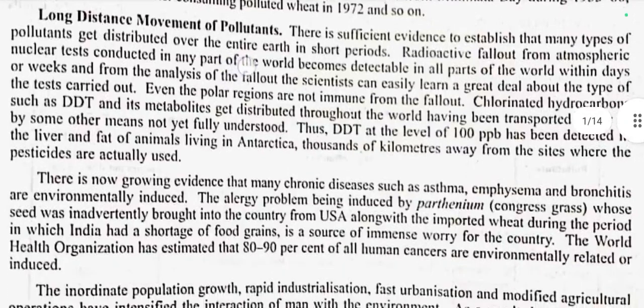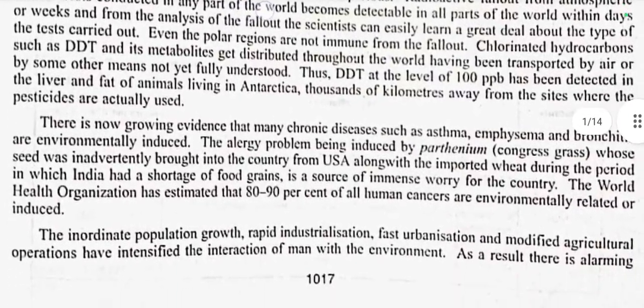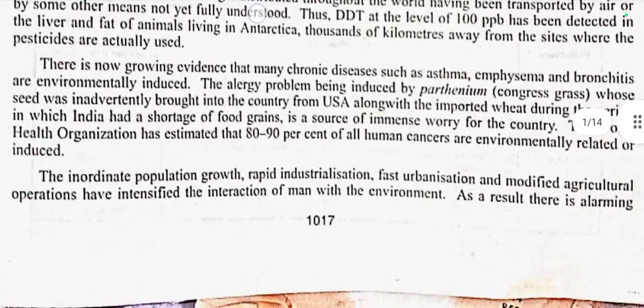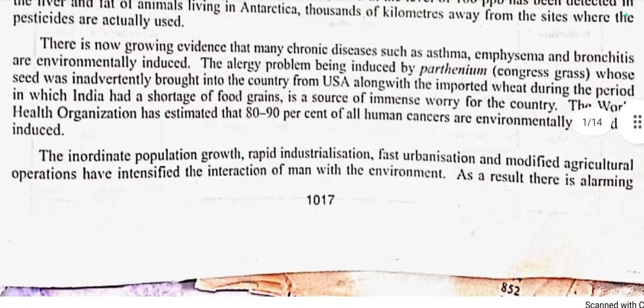There is now growing evidence that many chronic diseases such as asthma and bronchitis are environmentally induced. The allergy problem being induced by Parthenium, Congress grass, whose seed was inadvertently brought into the country from USA along with the imported wheat during the period in which India had a shortage of food grains, is a source of immense worry for the country. The World Health Organization has estimated that 80 to 90% of all human cancers are environmentally related or induced.